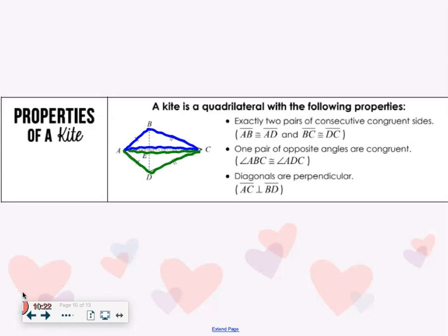But what's kind of nice about a kite is, do you guys see this triangle ABC and triangle ADC? What do you notice about those two triangles? They're congruent. So if you know all this information about this top guy, it's the exact same thing down here. It's just a big reflection. So that makes it nice when you're solving for things.